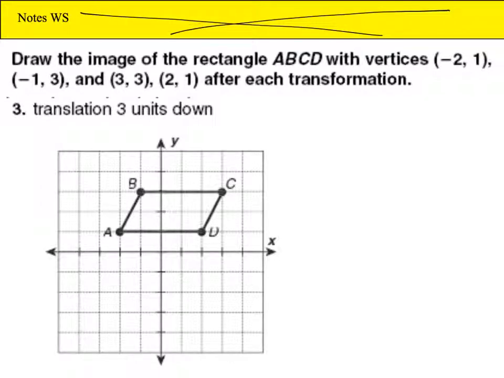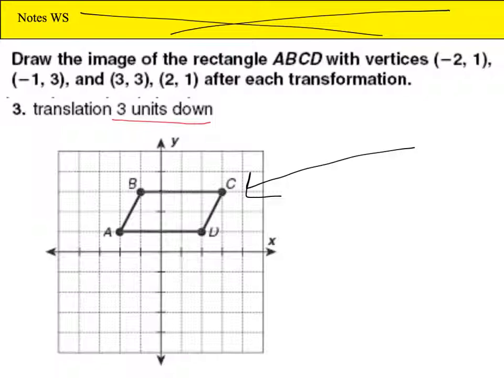It says, draw the image of the rectangle with vertices -2, 1, -1, 3, and 3, 3, and 2, 1. Oh, look at that, they're already drawn. What we are going to do is translate. Remember, translation means slide. This entire figure of my A, B, C, D, I am going to slide down 3 units.